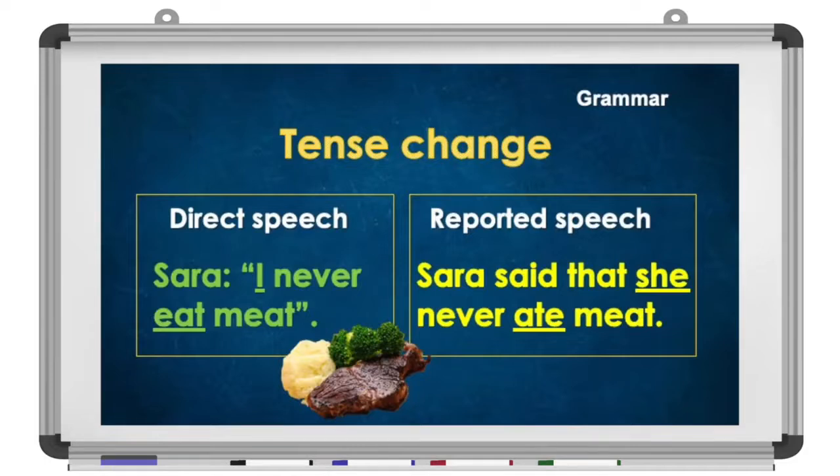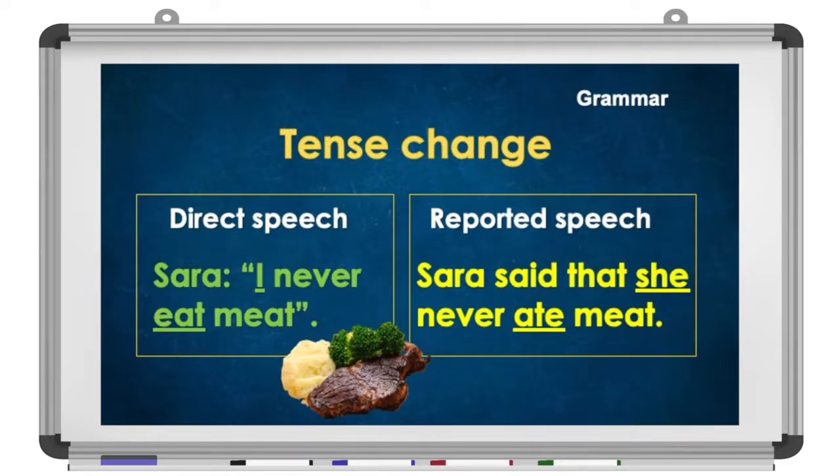The second tip for reporting a direct speech into a reported speech is to change the tense. What do I mean by that? Just like I said, if the tense was in the present simple, I have to change it into the past simple. Let's take a look at the example again. "I never eat meat" changed into "she never ate meat." The present simple tense turned into a past simple tense.